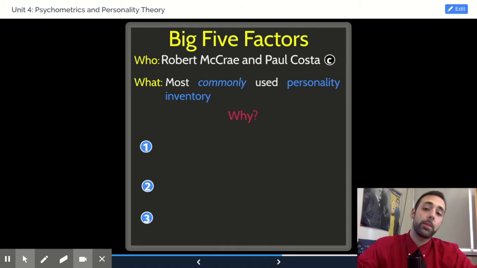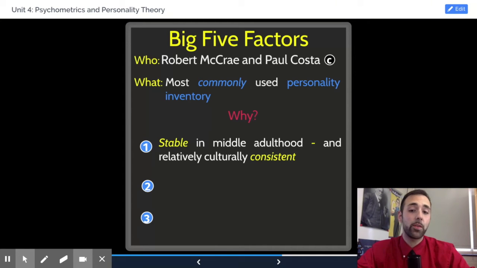And it's probably because it's the most commonly used personality inventory, meaning there are other ways of evaluating personality in terms of this trait characteristic notion, but the big 5 is by far the most common. And it's the most common for a few different reasons. One is that research has shown that the big 5 personality traits that we're about to talk about in just a moment are fairly stable in middle adulthood, meaning once you reach adulthood, you're not suddenly going to shift in one direction regarding these 5 traits.